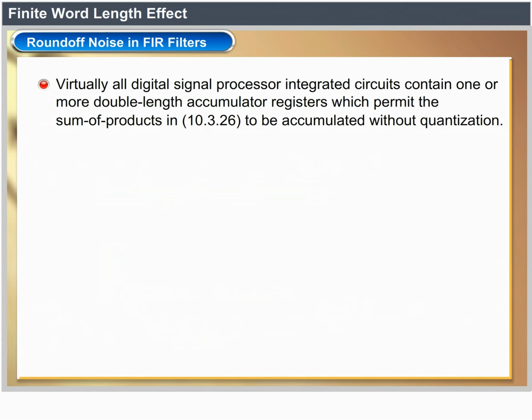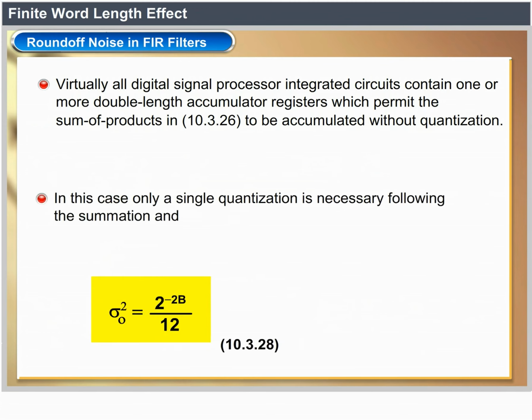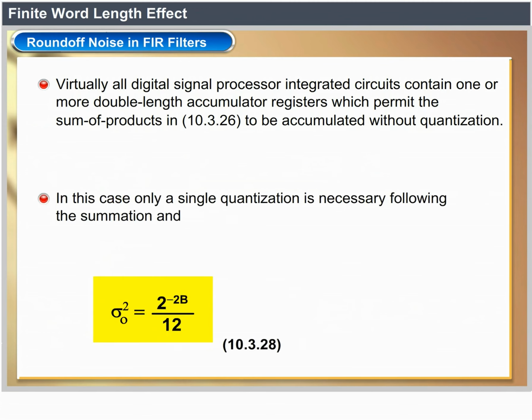Virtually all digital signal processor integrated circuits contain one or more double length accumulator registers, which permit the sum of products in 10.3.26 to be accumulated without quantization. In this case, only a single quantization is necessary following the summation, and sigma naught square equal to 2 power minus 2b by 12, called equation number 10.3.28.